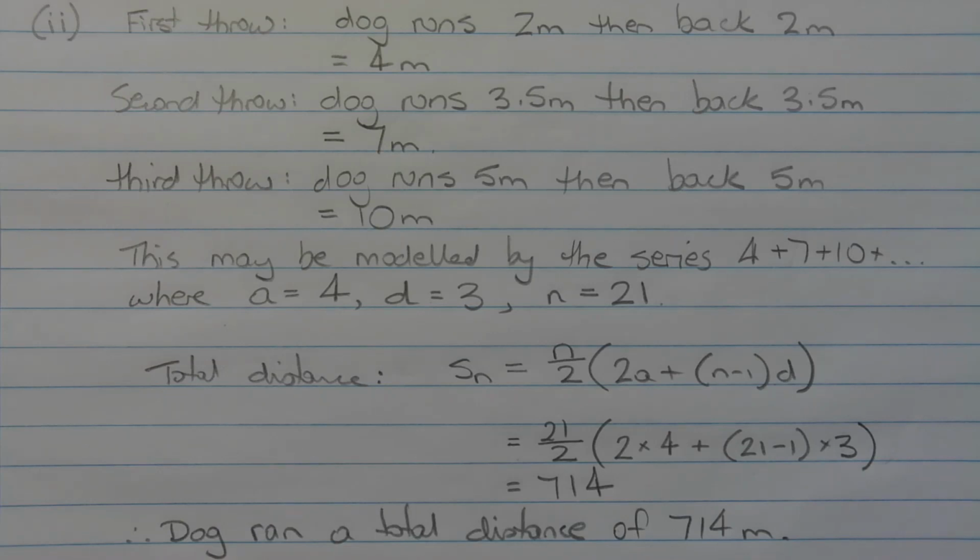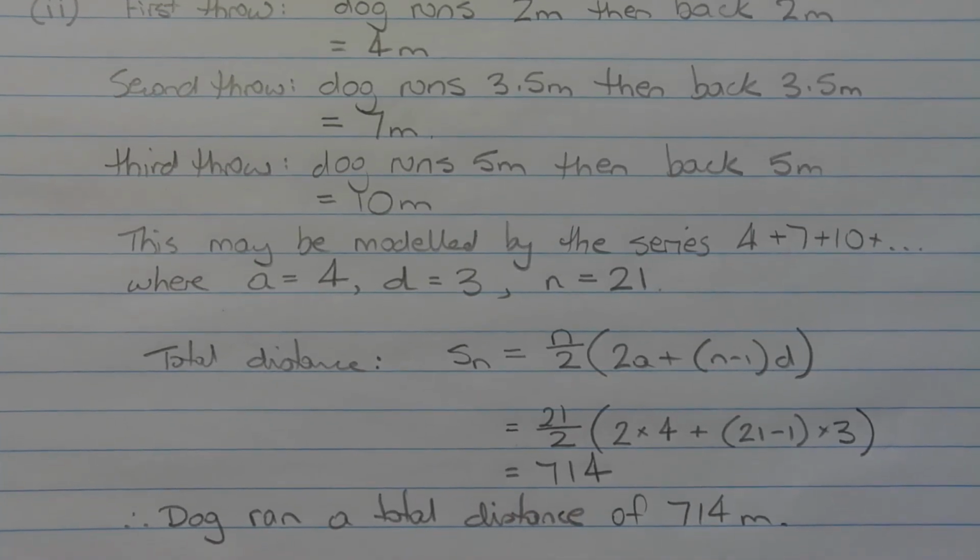Now, to get the total distance, we need to apply the formula Sn, or the sum of the first n terms of an arithmetic progression, is equal to n over 2 times (2a plus (n minus 1) times d). Substituting 21 for n, 4 for a, and 3 for d, we get S21 is equal to 21 over 2 times (2 times 4 plus (21 minus 1) times 3), which evaluates to 714. Therefore, the dog ran a total distance of 714 meters.